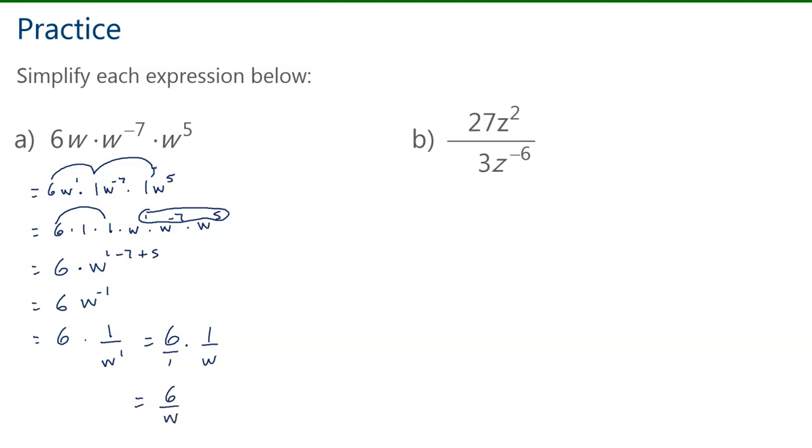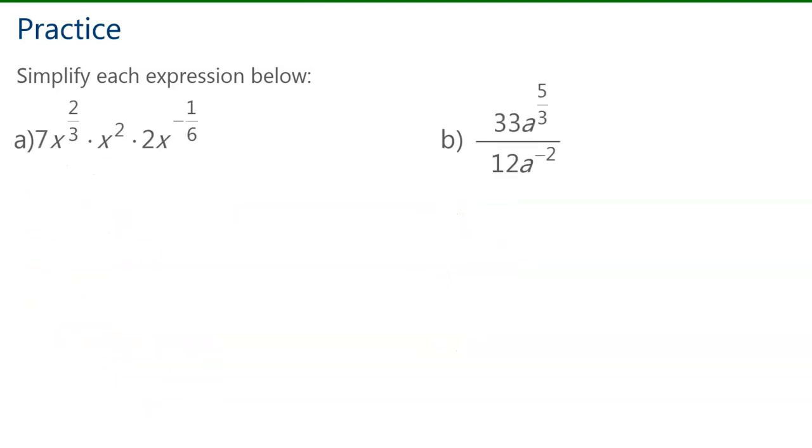Let's do B. We have 27z squared all over 3z to the negative 6. Let's work with the coefficients first. The 27 over 3 times z squared all over z to the negative 6. 27 over 3 is 9. So now because it's division, we subtract the exponents. So that's z to the 2 subtract a negative 6. We have 9 times z. This is plus. So this turns into z to the 8. Our final answer is 9z to the 8.